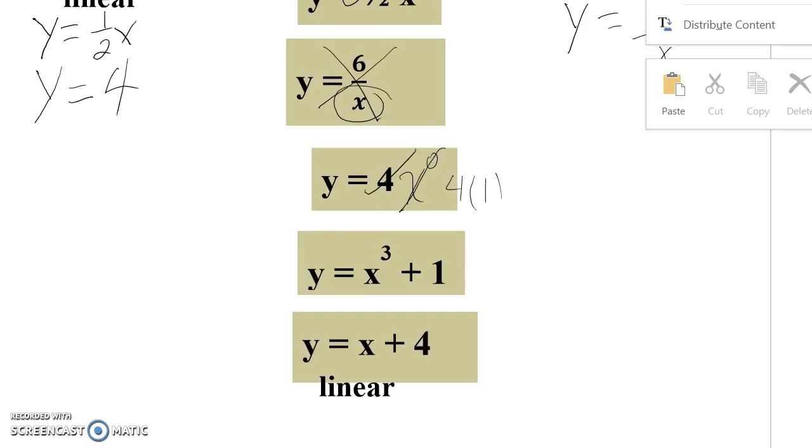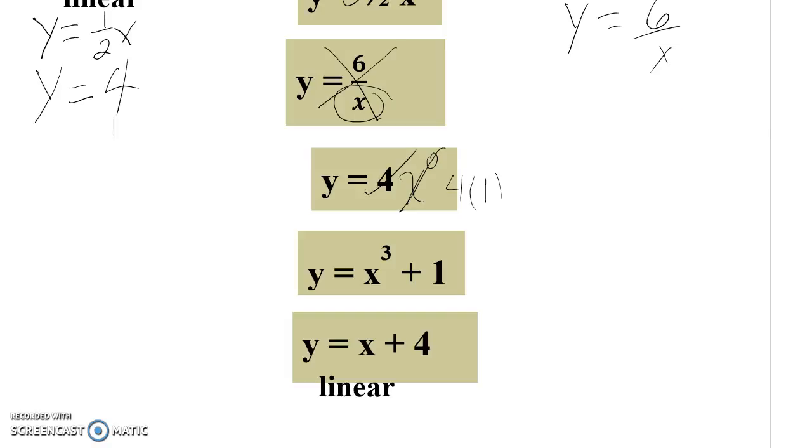Let's look at this one. Y equals x cubed plus 1. It's in the y equals format, so that's good. X to the 3rd power. Now, it's to the 3rd power. It's not to the 0 or the 1. So it's higher than 0 or 1, so it is not linear. So this one is not linear, because this is not a 0 or a 1.